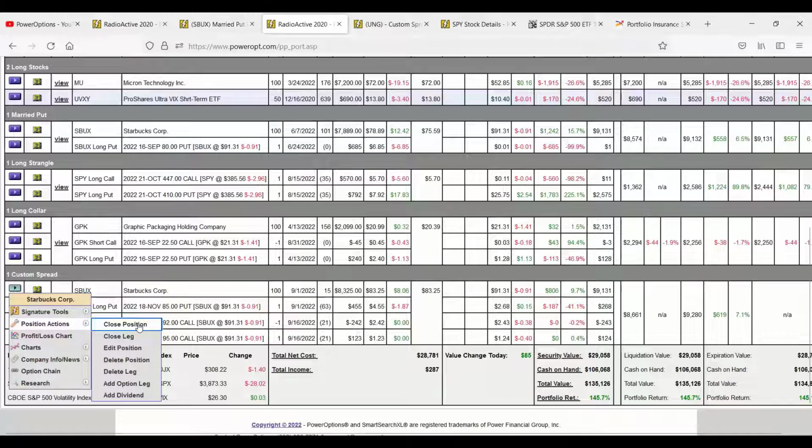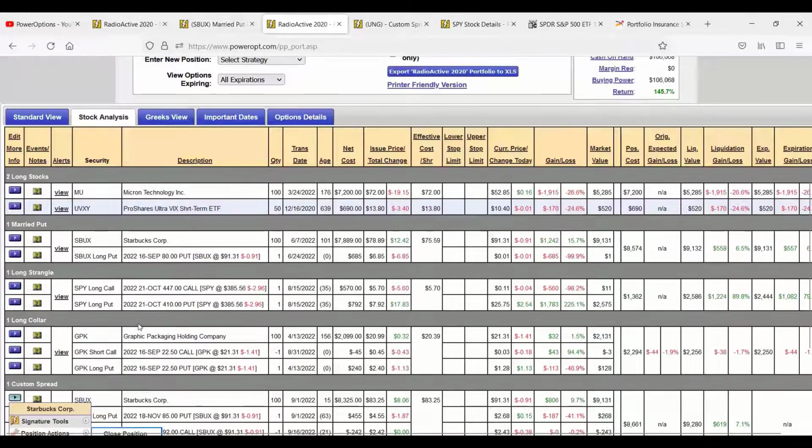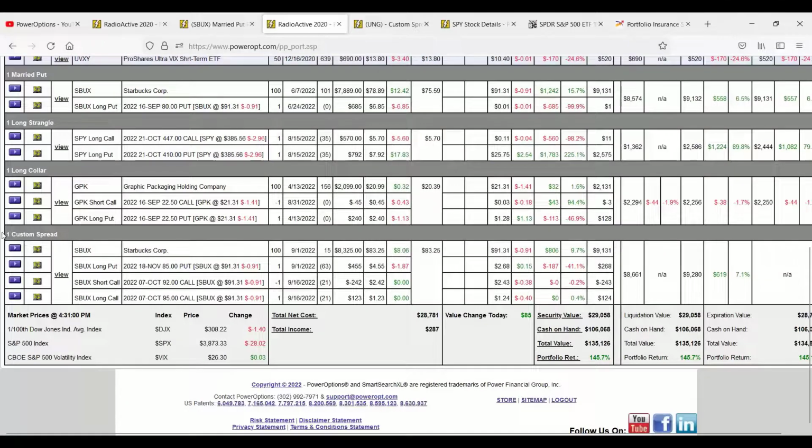If you go to position actions, you just have the choice to close the position, close the leg, delete the position. So if I had a calendar call spread entered, I'd see it as a calendar call spread. If I protected that calendar call spread with a put, so I had a 3-leg trade, a standard calendar call with a long put for protection, it would show as a custom spread position. What is my advice to investors in this case?